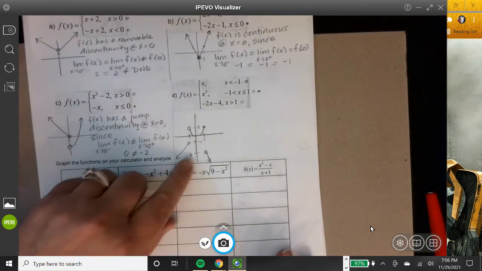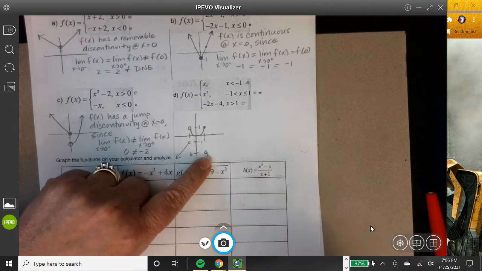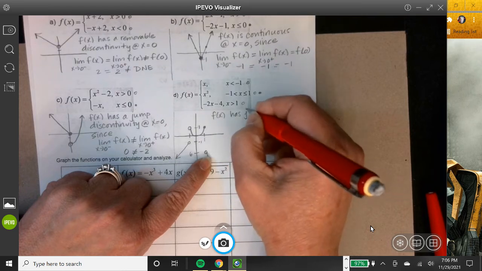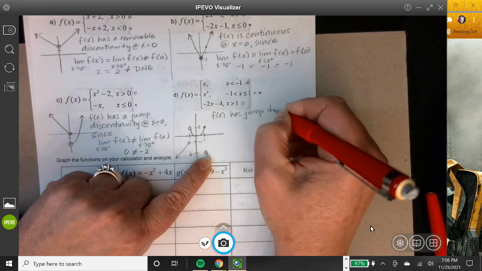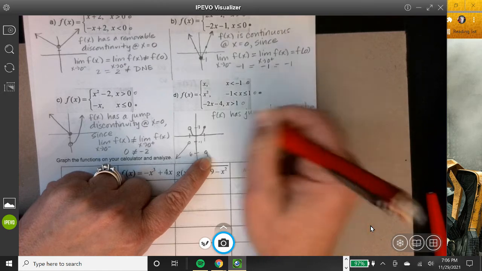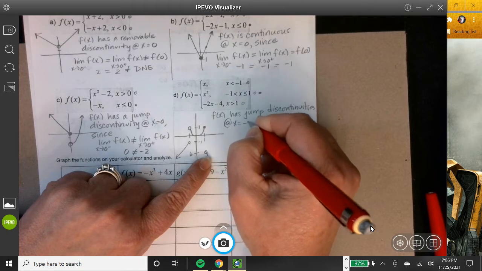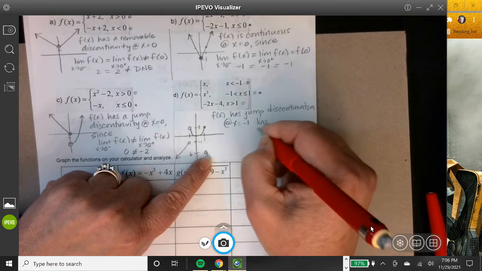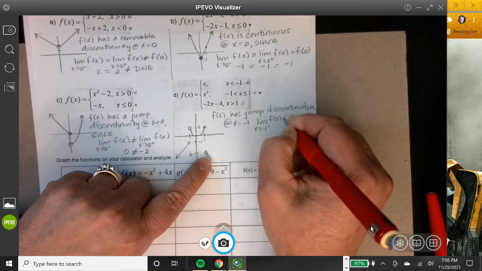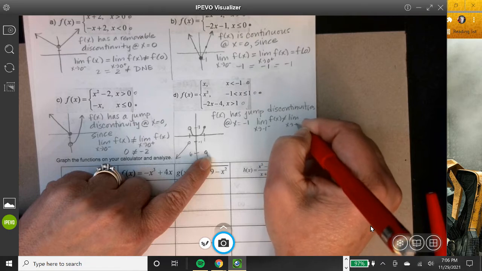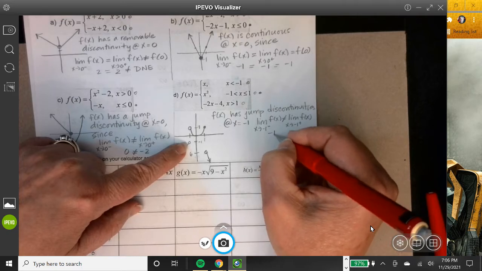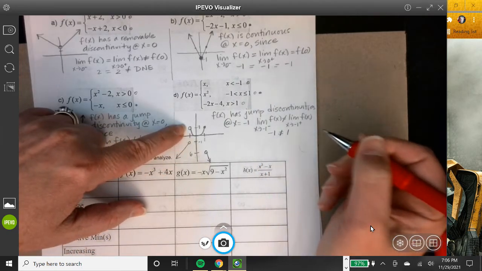So what's going on in this one? I have a jump on the left and I have a jump on the right here. So we're going to say f of x has jump discontinuities at x equals -1. And why is that? Because the limit as x approaches -1 from the left side is not equal to the limit as x approaches -1 from the right side. So what are those y values approaching? From the left side, I'm approaching -1, which is not equal to 1.